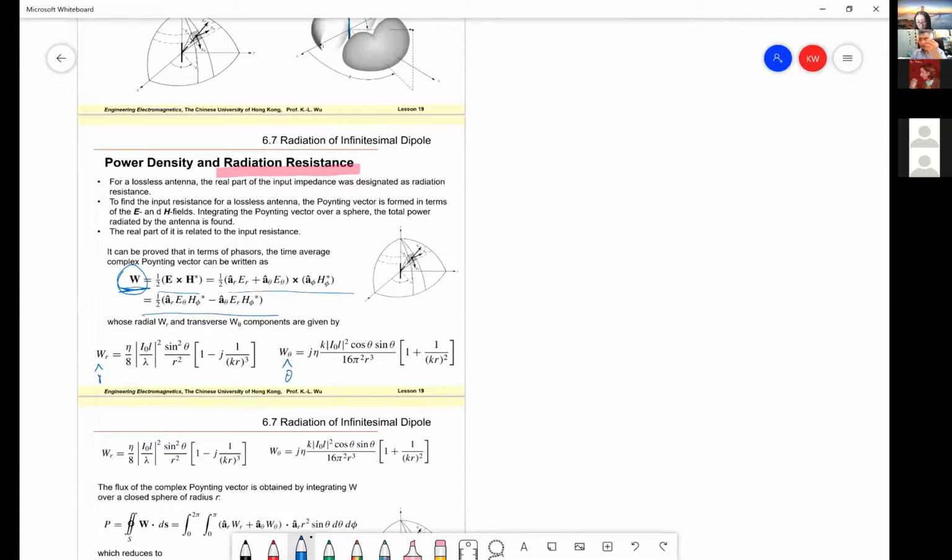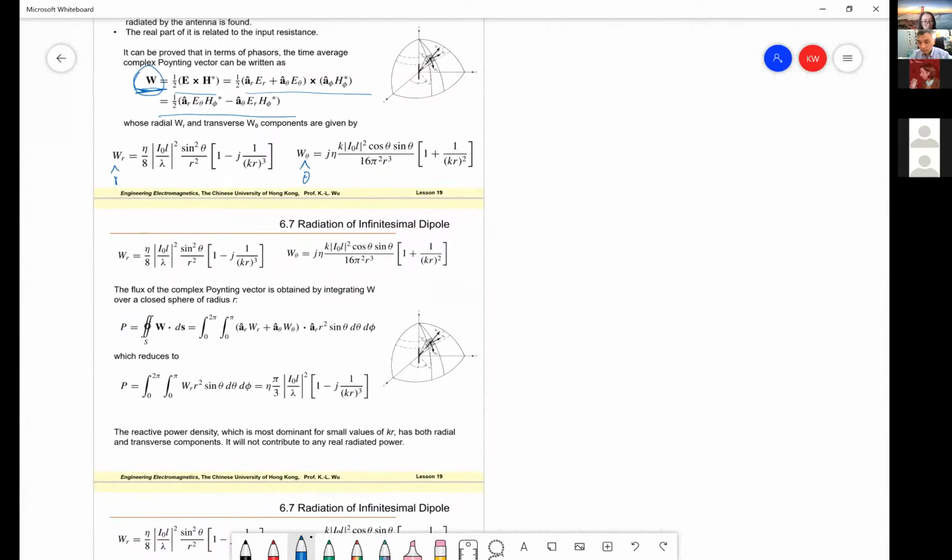We know the theta direction is really useless, right? In the theta direction, the power is just turning around your antenna. This is not what we want. What we want is the power going outward. If we calculate the flux, this is complex power, because we have a real part and an imaginary part.